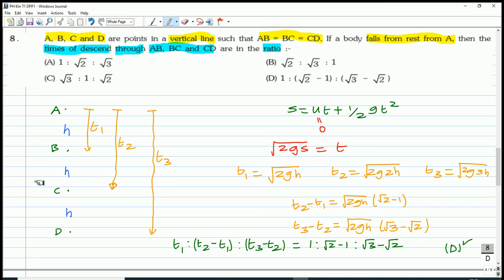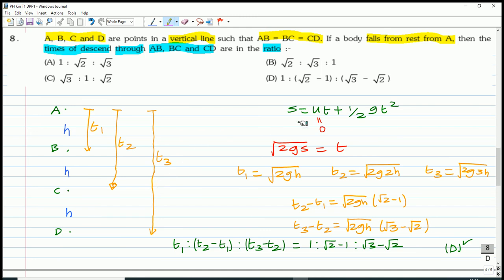So this is a schematic of the problem. The points A, B, C, D are vertically aligned and the body is dropped from point A. So A is the highest point and the distances AB, BC and CD are equal. Let us call the distance h, and let the time taken to fall from A to B be t1, A to C be t2 and A to D be t3.